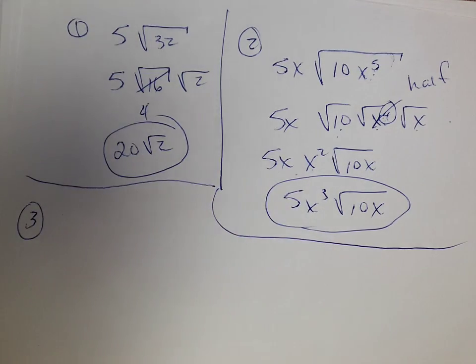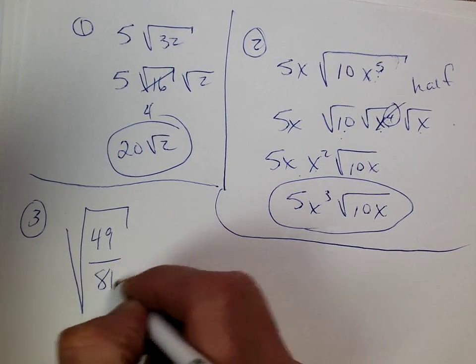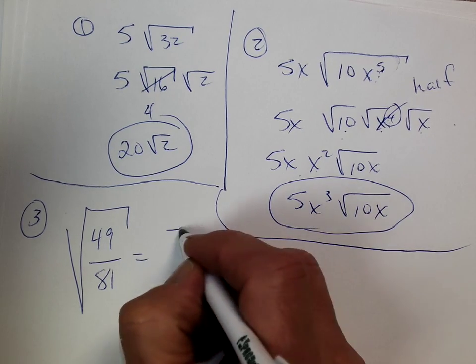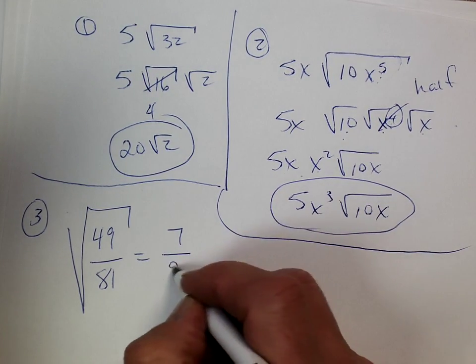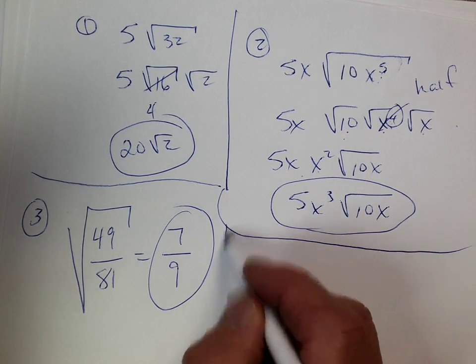Okay, number 3, square root of 49 over 81. This one's really simple. It's just 7 over 9. That's it. Pretty easy, huh?